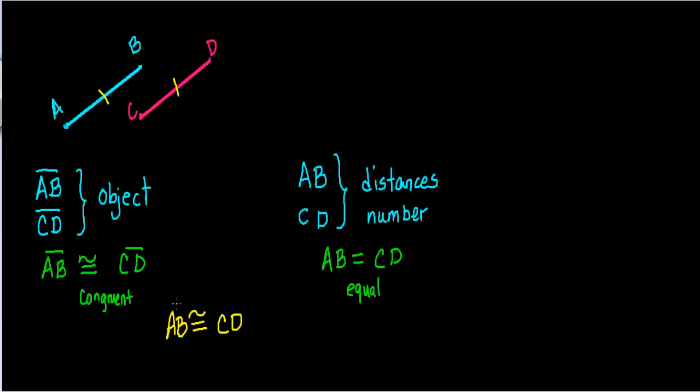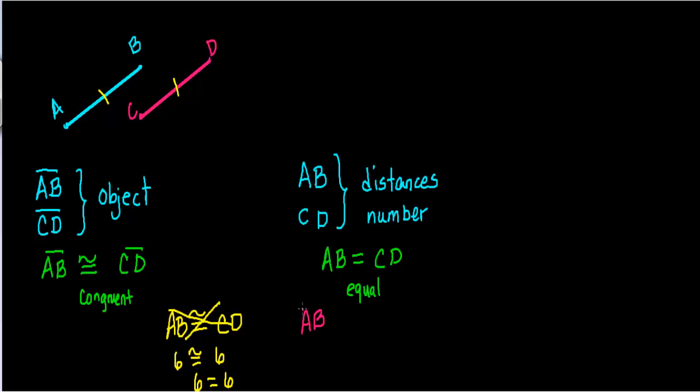Remember, when we don't write a bar above AB, we're saying that AB represents the distance between A and B. So this is really a number. We can't say a number is congruent to a number. We have to say that a number is equal to a number. So if you write something like this, this would be wrong. You cannot write this.